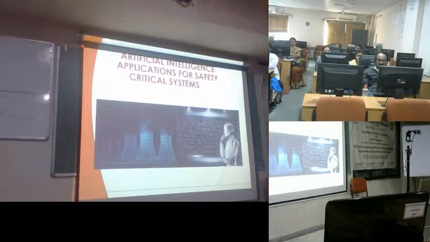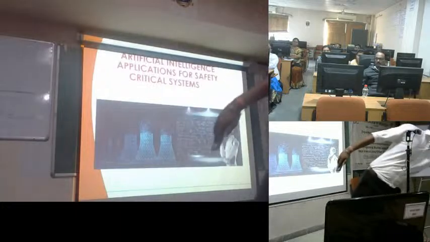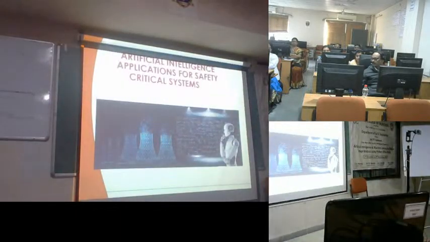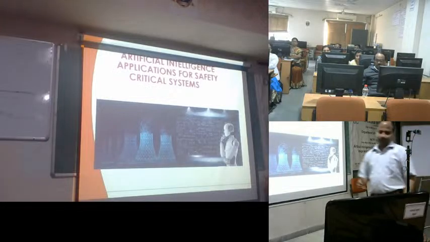And AI can really help a lot with all these errors and bugs. So this was an example of a safety critical system, because its failure led to the loss of human life.